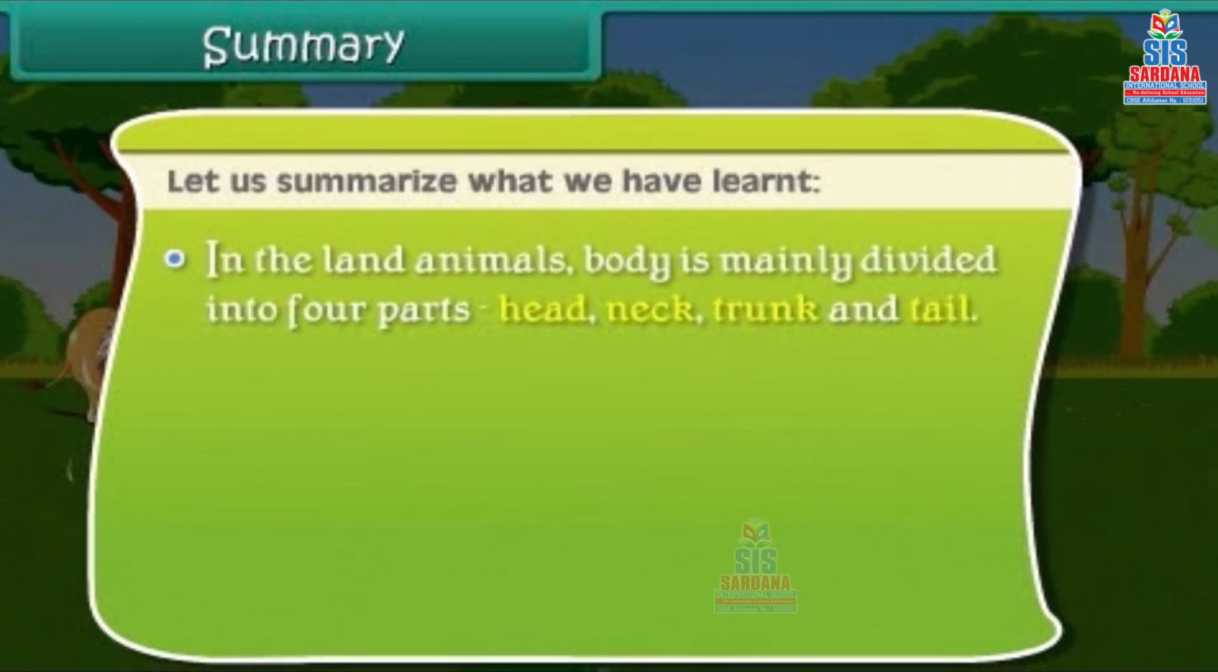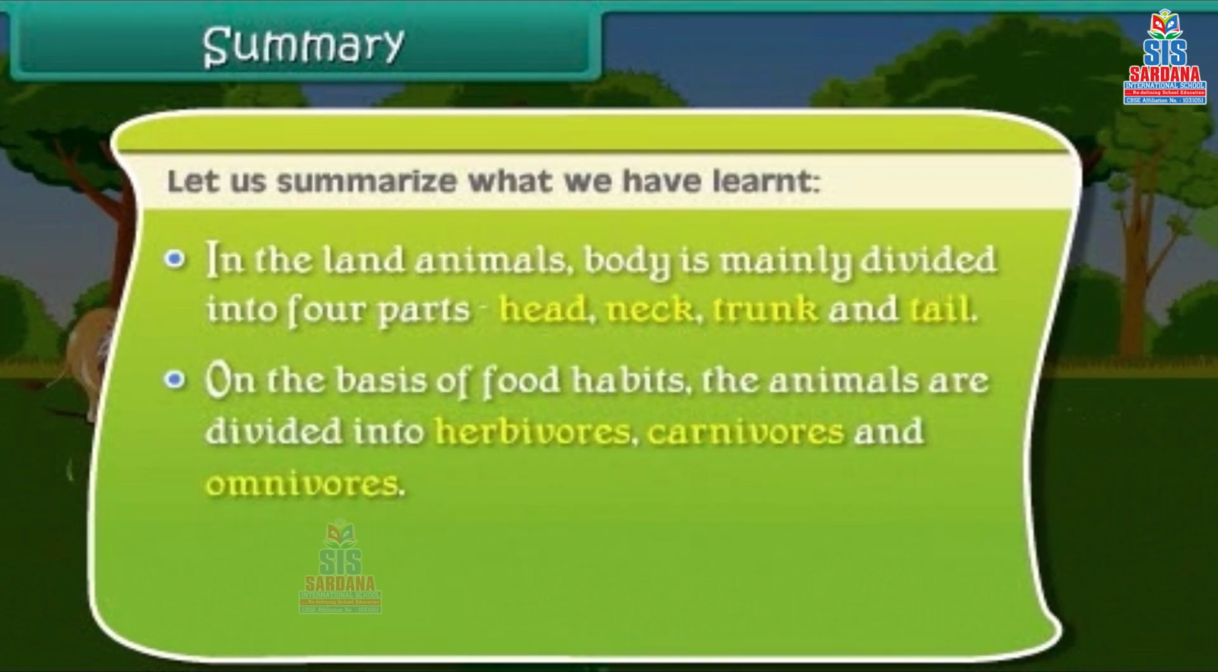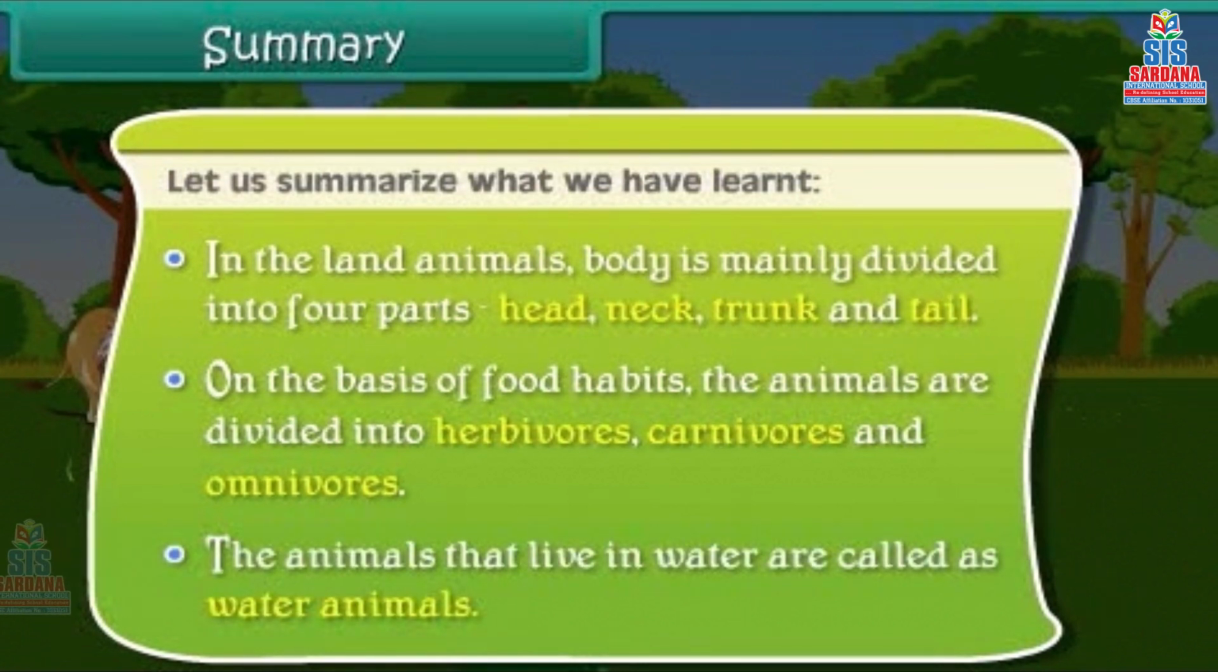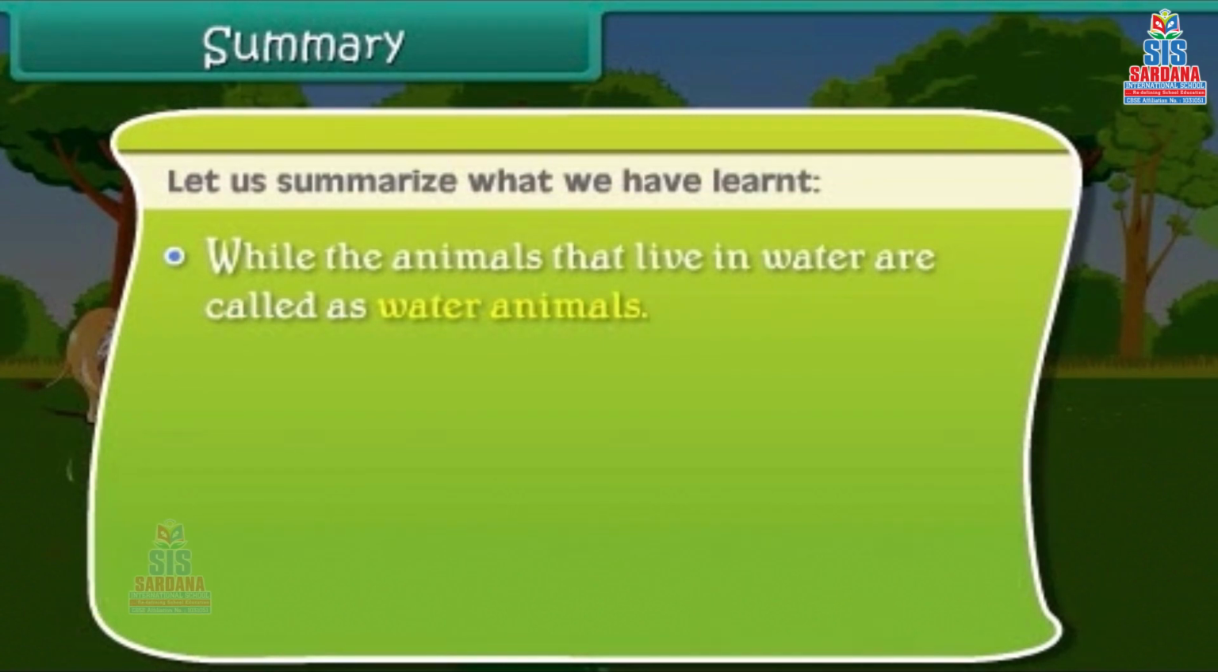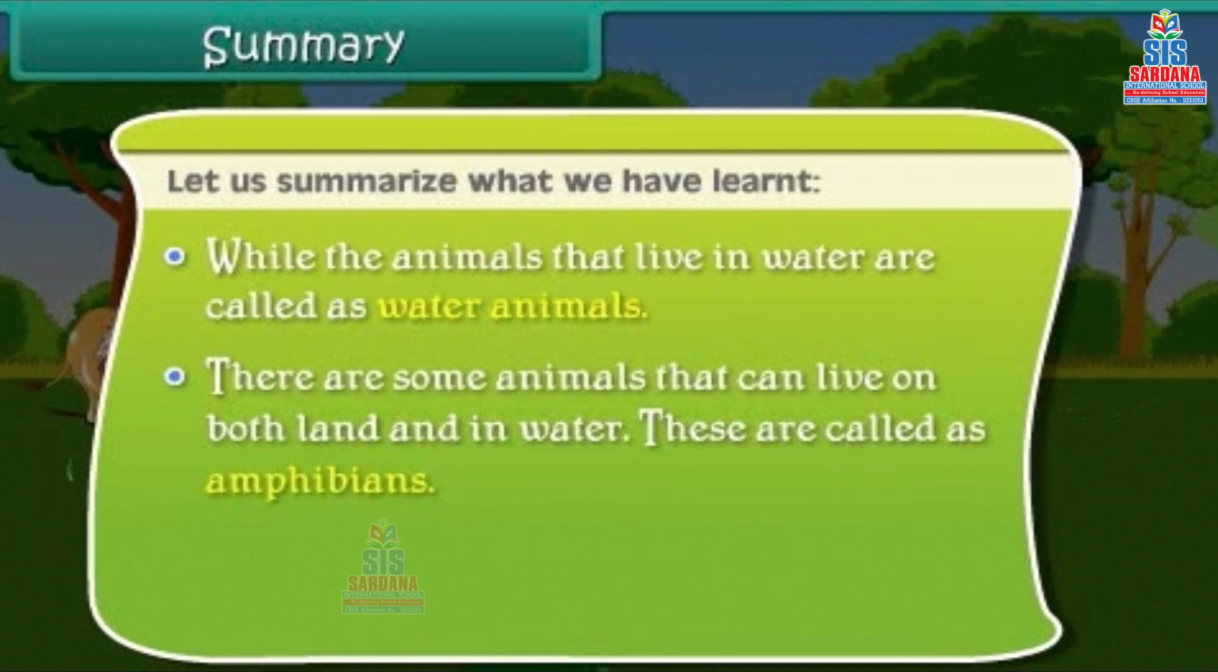In the land animals, body is mainly divided into 4 parts: head, neck, trunk, and tail. On the basis of food habits, the animals are divided into herbivores, carnivores, and omnivores. The animals that live in water are called as water animals. There are some animals that can live both on land and in water. These are called as amphibians.